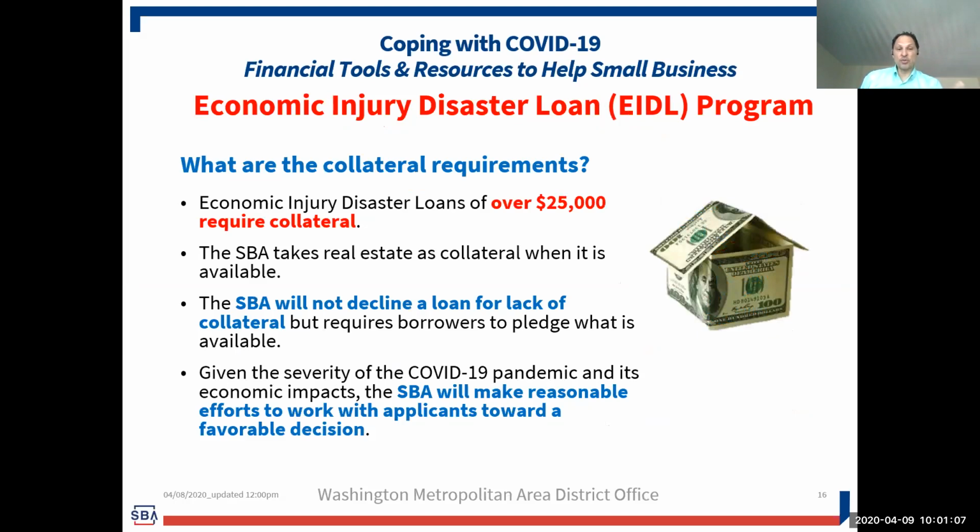Real estate has collateral when it's available. You have to be willing to have a lien on that. We don't actually care if we're fourth, fifth, or sixth position in a lien. You just have to be willing to have a lien on it.